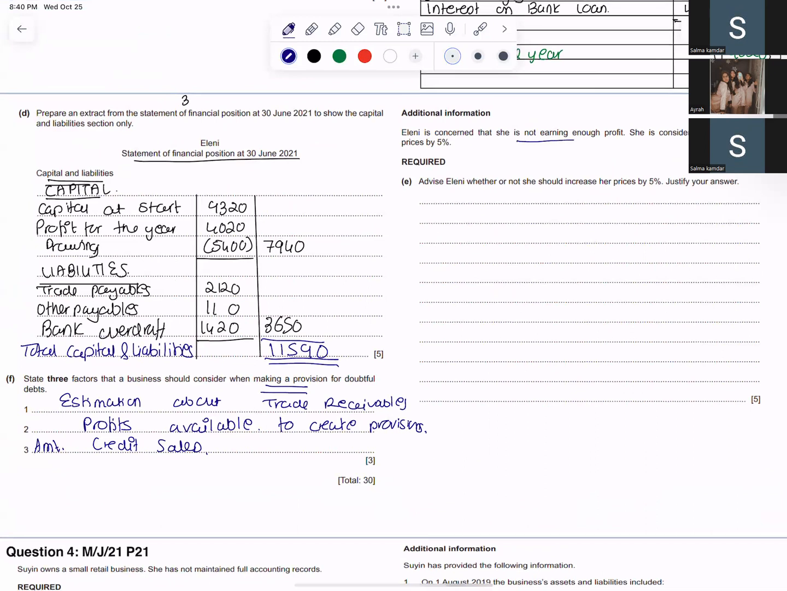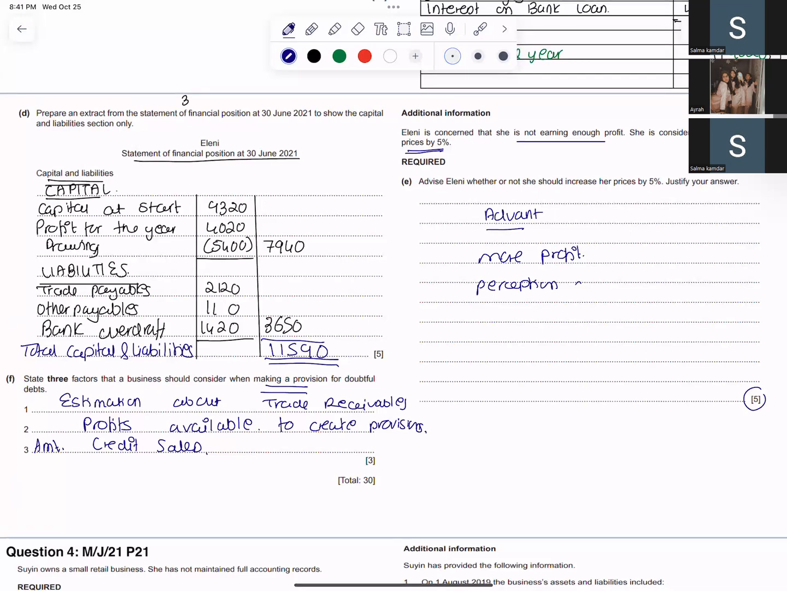Eleni is concerned that she is not earning enough profits. So she is thinking to increase the prices by 5%. Suggest whether she should increase the price or not. If she increases her selling price, she will have more profits. And she can give a perception that her quality is increasing.